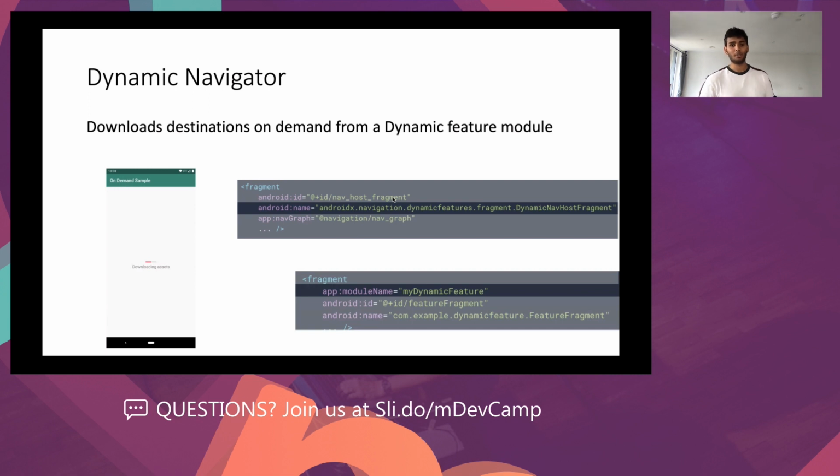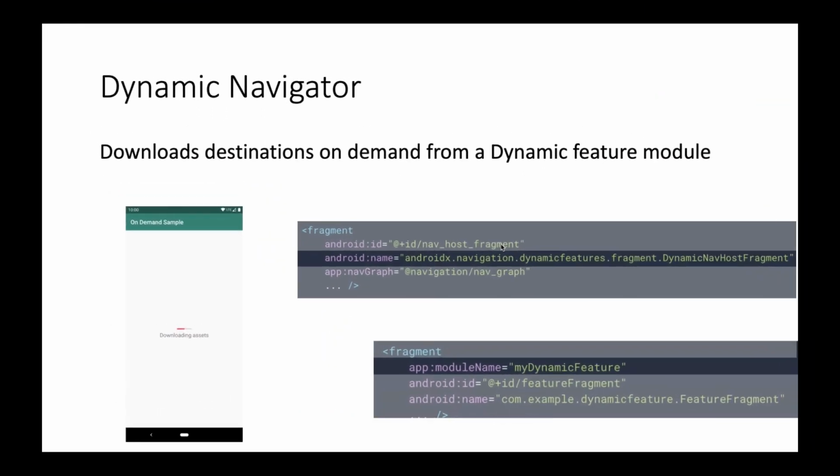when the user tries to explore a dynamic module, it will automatically take care of downloading the module and showing this progress. This is the default progress it shows. And then when the download finishes, it will show up the destination as expected. Obviously, you can customize the UI if you want to show a different progress bar, or if you don't want to show a progress bar altogether, you can. But it can take care of downloading the dynamic module and showing the destination for you.